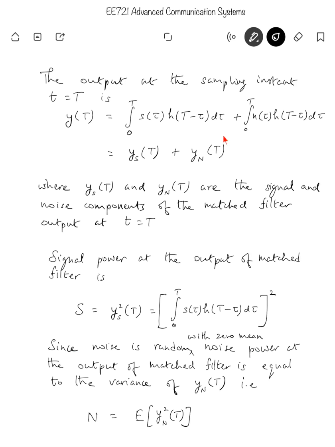So we need to compute the variance of the noise component, which is given as the expected value of yn square of t. So that's the definition for variance, right? The expected value of yn square of t. So that would be the noise power. So yn square of t, we are going to substitute this second integral here that we have in place of yn of t. So yn square is going to be this integral multiplied with itself. So the expected value of this integral into itself, right?